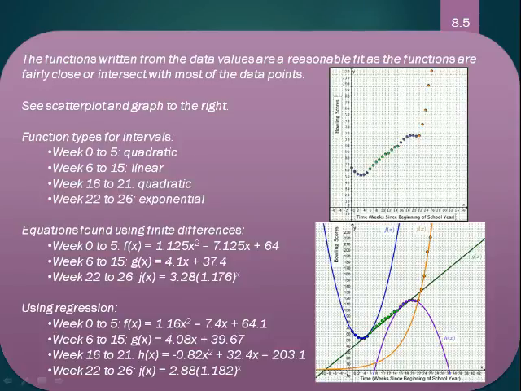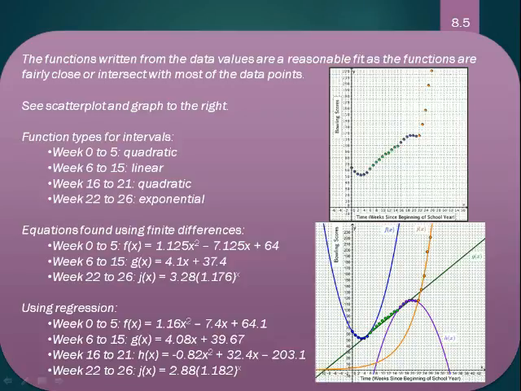Equations found using finite differences: week 0 to 5, f of x equals 1 and 125 thousandths x squared minus 7 and 125 thousandths x plus 64. Week 6 to 15, g of x equals 4 and 1/10 x plus 37 and 4/10. Week 22 to 26, j of x equals 3 and 28 hundredths times 1 and 176 thousandths to the x.